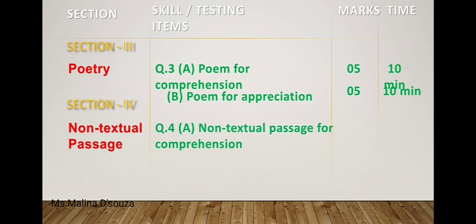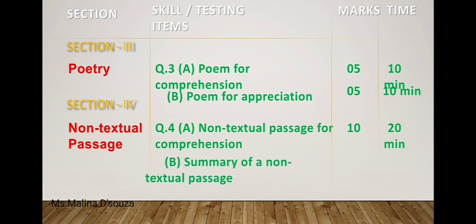So here, a non-textual passage for comprehension is for 10 marks, but you will get 20 minutes over here. Now why the difference between a seen and an unseen passage time limit? Because a seen passage, you already have read it, you know the story, so you don't require that much time to analyze it. But here, because it's an unseen passage, you need that extra 5 minutes to study it, to analyze it. So 20 minutes here.